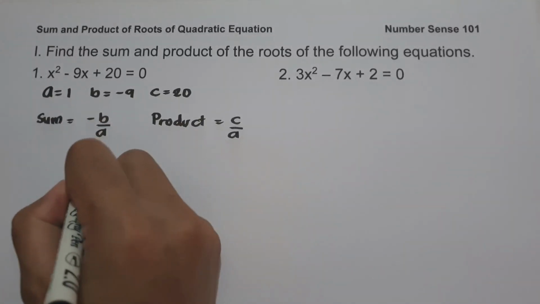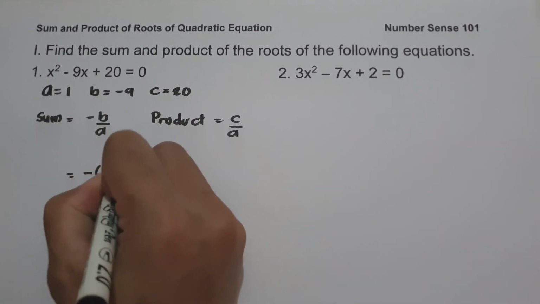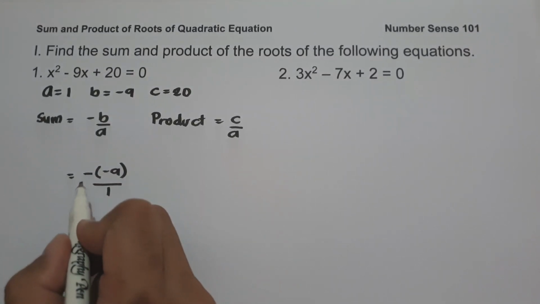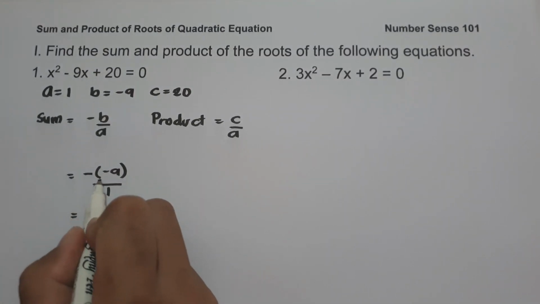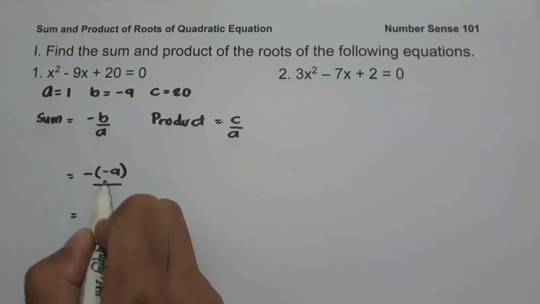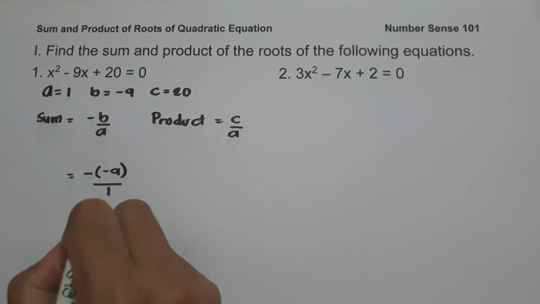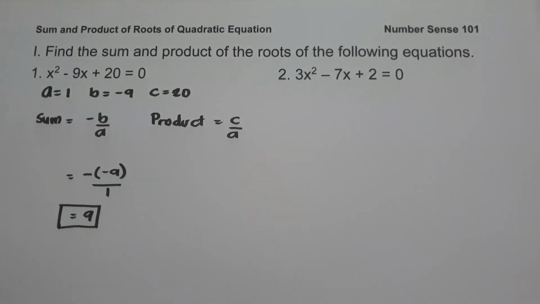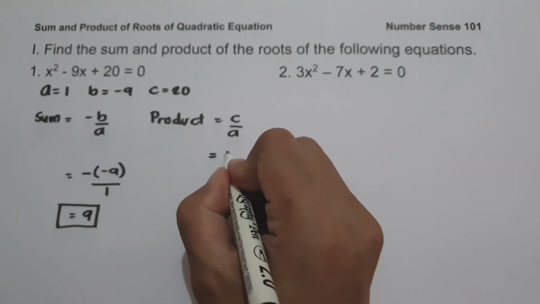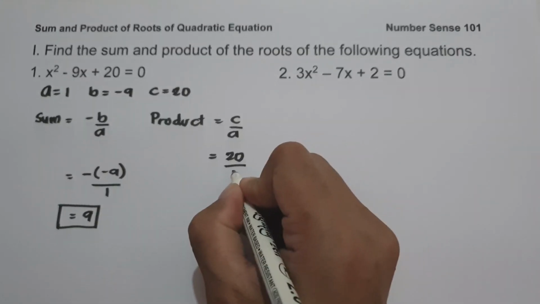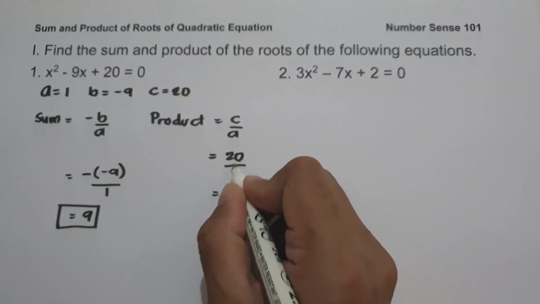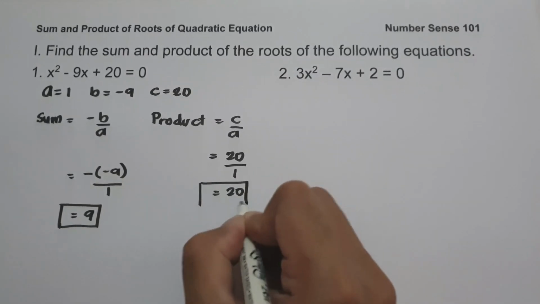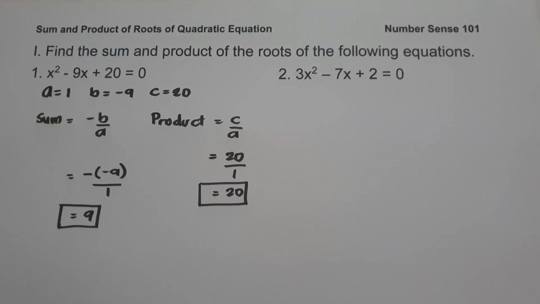So let us have negative, and the value of b is negative 9, and the value of a is 1. If we are going to simplify this one, we have negative times negative 9 is positive 9, and positive 9 divided by 1 is 9. And this will be the sum of the roots. And for the product, we have c, that is 20, divided by a, which is 1. So we are going to have 20 divided by 1 is 20. And this is the product of the roots of the given equation.